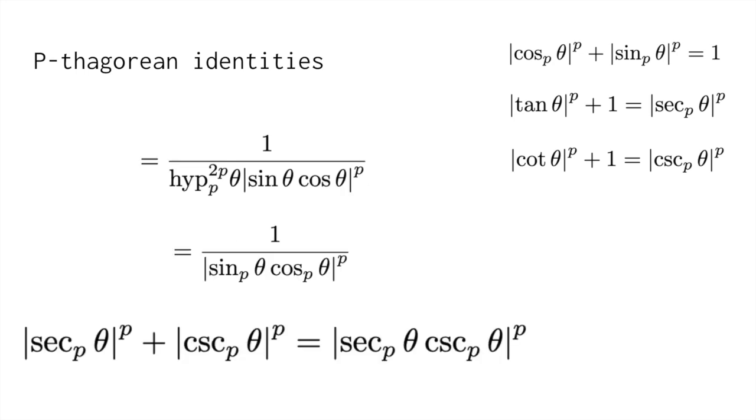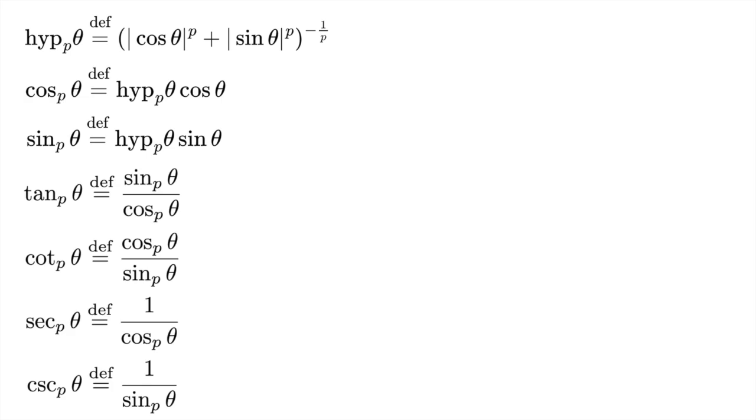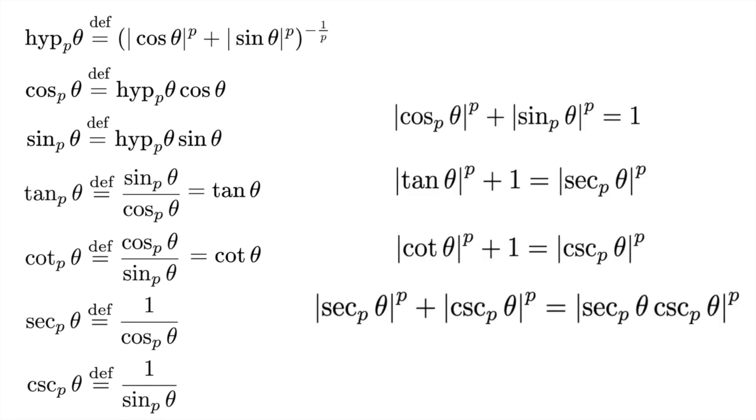And voila! You can see how these identities are analogous to the circular Pythagorean identities using absolute values to the p's instead of squares. So to recap, in this chapter we defined the hypotenuse function along with the other 6 basic base p trig functions. We learned that tan and cot base p are just the same as tan and cot, and we derived 4 Pythagorean identities. See you in the next one!